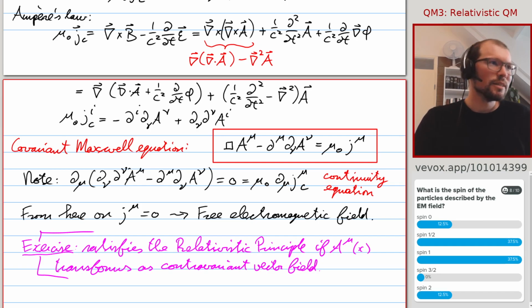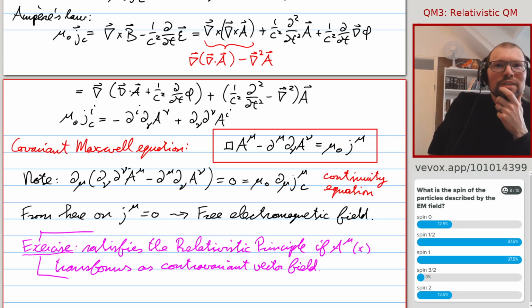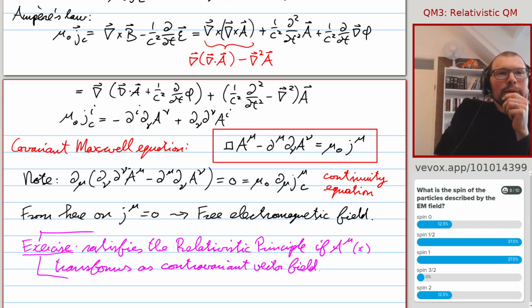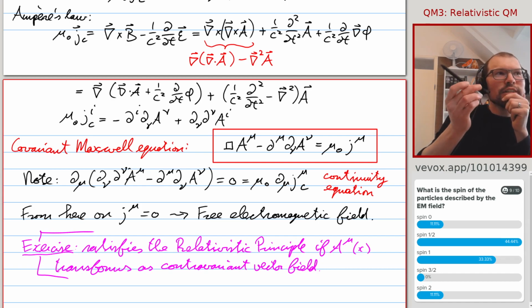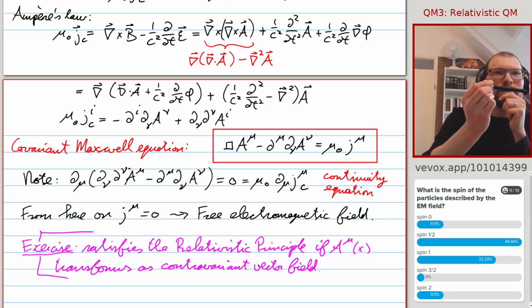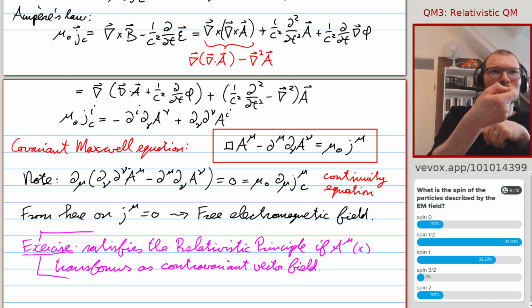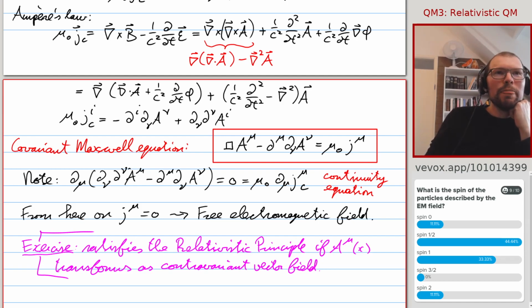Let's see. The answer, okay, opinions are still divided here. So how far do we have to rotate a vector? By what angle for it to get back to its original position? Here's my vector. I rotate it by pi. Well, that's not enough, right? I have to rotate it by 2 pi. So rotation by 2 pi, that really corresponds to spin 1.